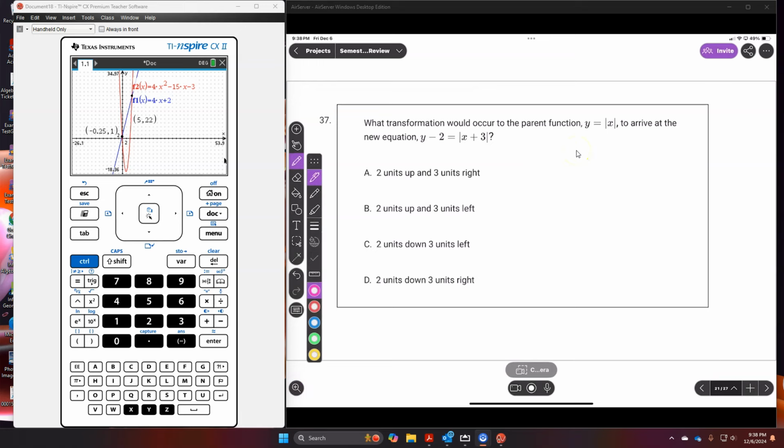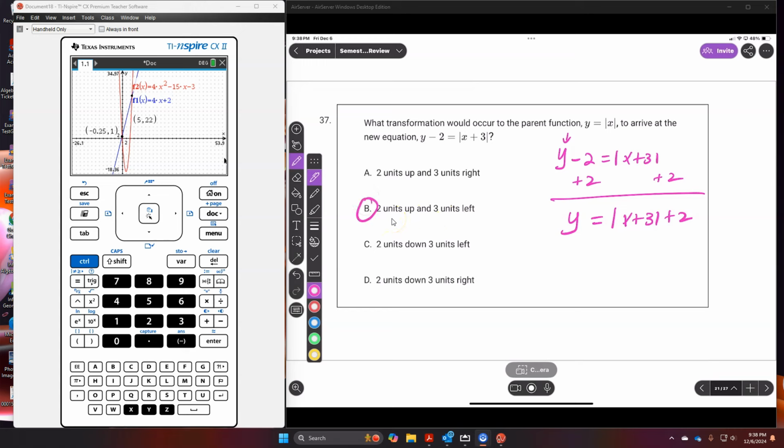We've talked about transformations. The problem with this equation is you don't have the equation solved for y. So you're going to have to add 2 to both sides. So we have the absolute value of x plus 3, plus 2. So the 2 tells you that we're going to go up 2 units, and the 3 means you go 3 units to the left. So your answer is B.